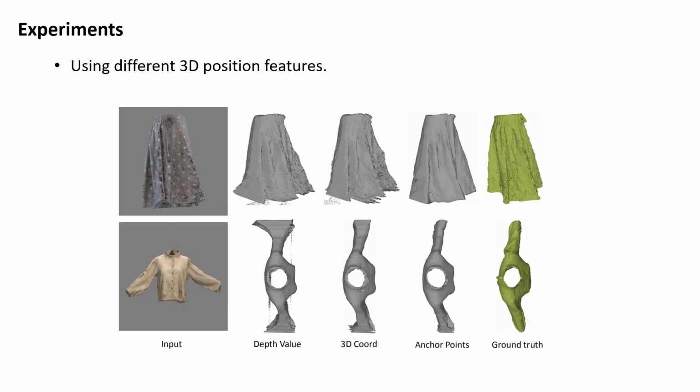This figure illustrates some qualitative results. Our anchor point-based position features can better recover surfaces, especially along the depth direction of input images. The depth value fails to project some points which are far away from the surface, and 3D point coordinates perform a little better, but still cannot obtain accurate surfaces at edges of the shapes.